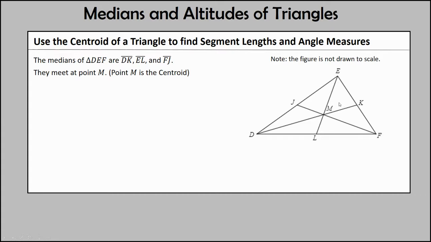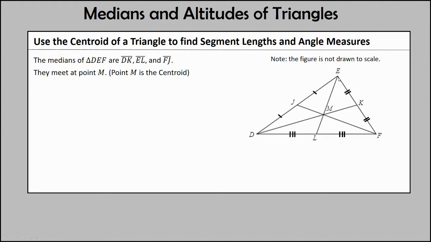M is the centroid. So they're labeling M as the centroid. Now that tells me a lot. Number one, I know the centroid was created by connecting the vertex to the midpoint opposite. So I know J is the midpoint of DE. I know K is the midpoint of EF. I know L is the midpoint of DF because that's how we create this centroid, vertex to midpoint opposite.